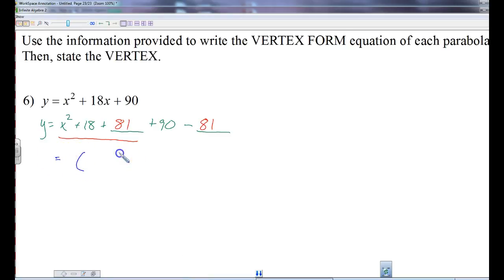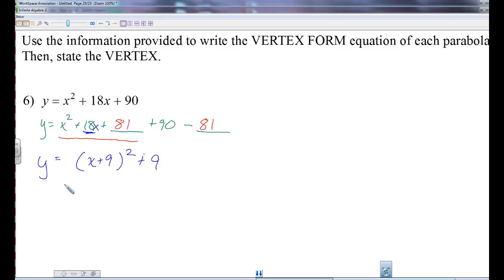y equals x plus 9. Oh, I forgot my x up here. Sorry, forgot that x. x plus 9, I take half of that number. x plus 9 squared, plus 90 minus 81 is 9. So there is my equation in vertex form.